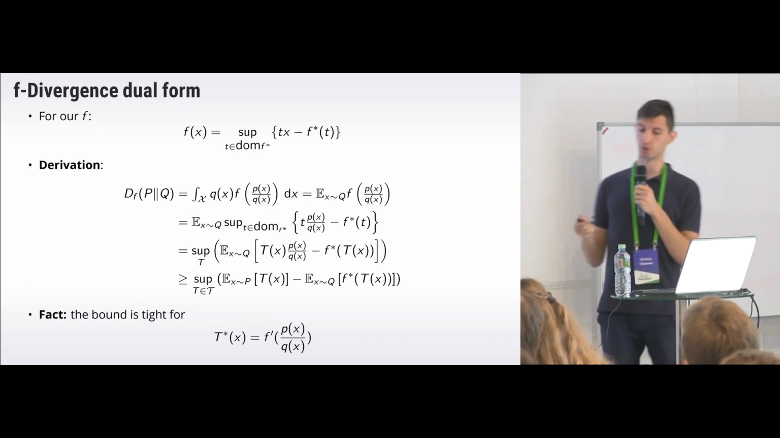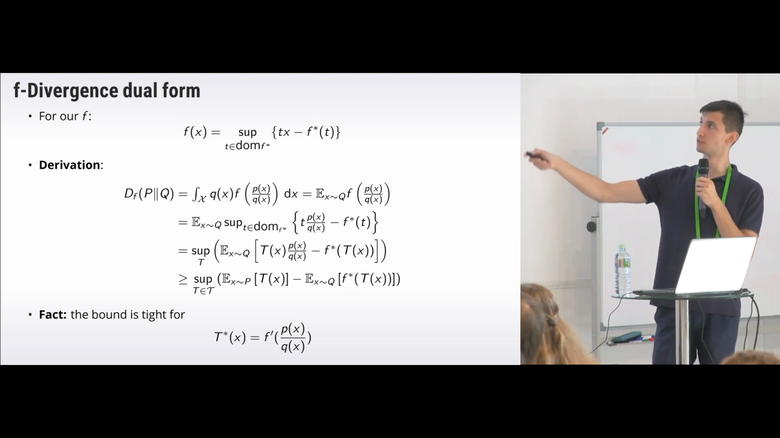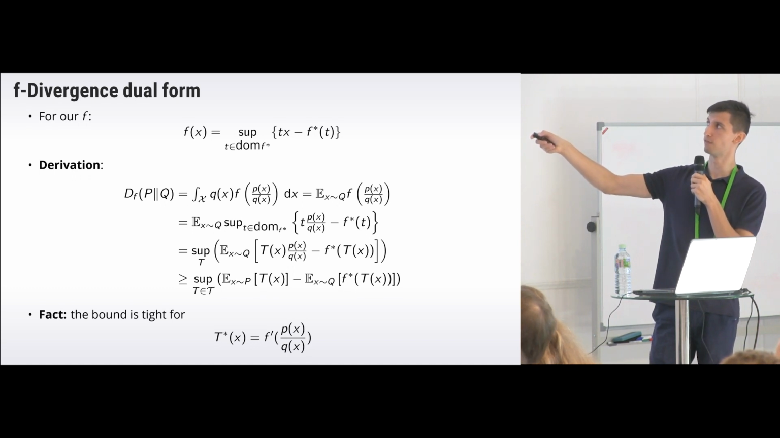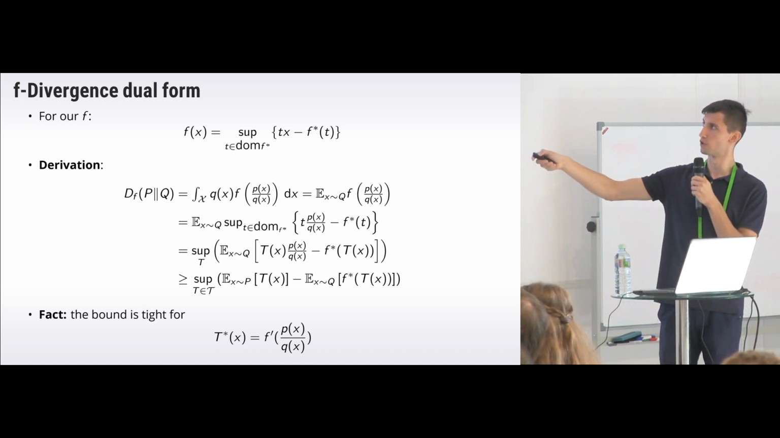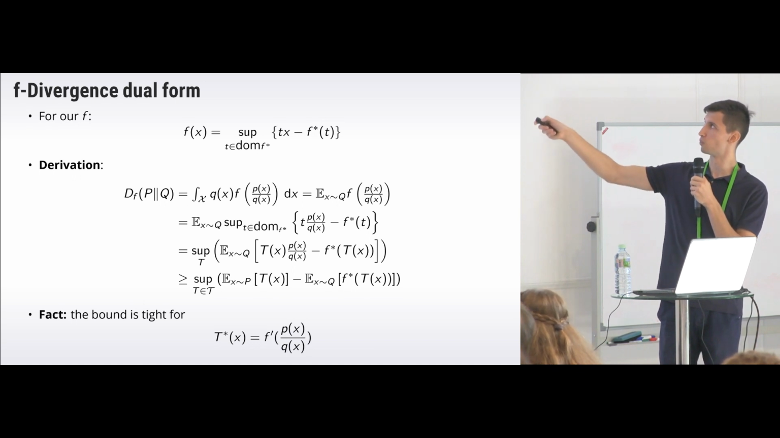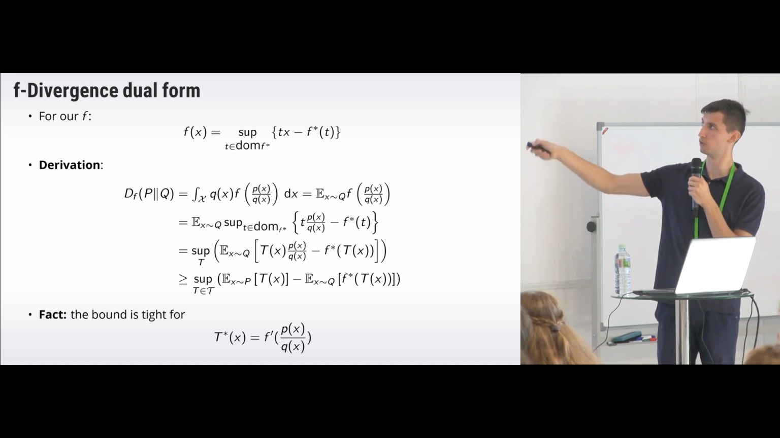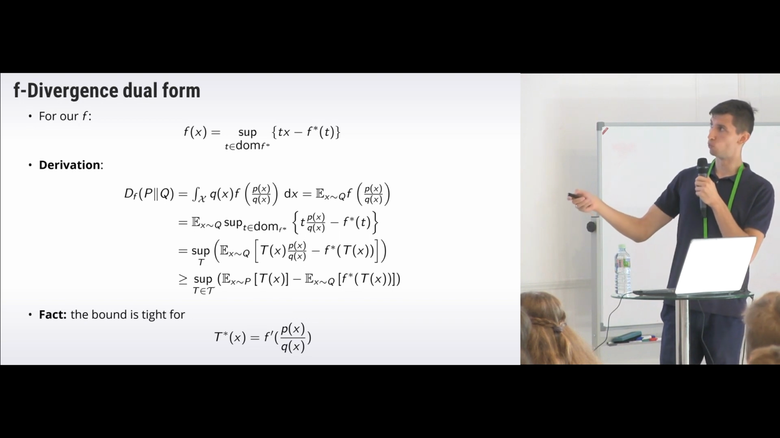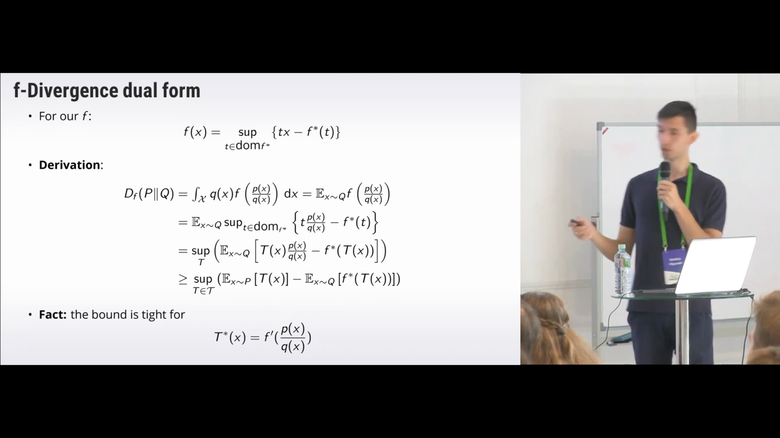Okay, so let's derive the dual form. This is the definition of the Fenchel conjugate. This is the definition of the f-divergence. We first rewrite the f-divergence as an expectation, the integral turns into an expectation, and then we use the definition of the Fenchel conjugate in here. Take a look, this was the argument of our f, so it replaces this x here, so we have t times p divided by q minus f star. Then we want to swap this expectation and the supremum. And we can actually do it.